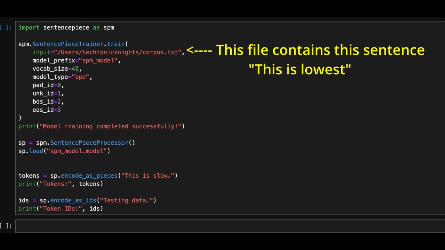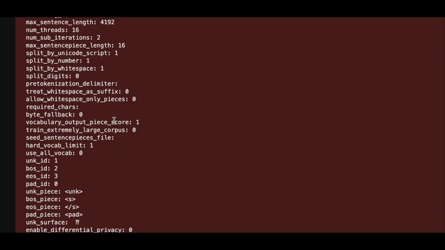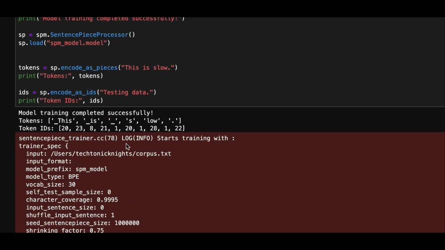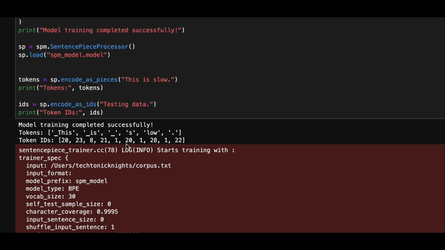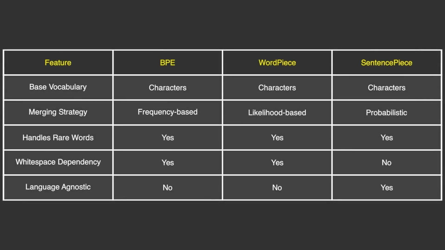For example, say the corpus contains the following sentence: this is slowest. When encoding the sentence "this is slow," it yields the following result. To handle whitespace explicitly, SentencePiece escapes spaces with a meta symbol. The word slow is tokenized as S and low, with low being the most frequent subword in the training data. Here's a comparison table summarizing the key differences between the 3 tokenization algorithms.